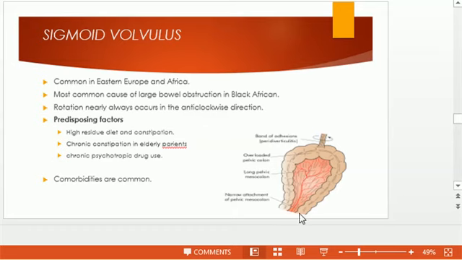It is a long mesentery. Here you can see the long mesentery. Another factor is short attachment: the attachment of the mesentery is very short, so it is narrow, and that again leads to sigmoid volvulus.